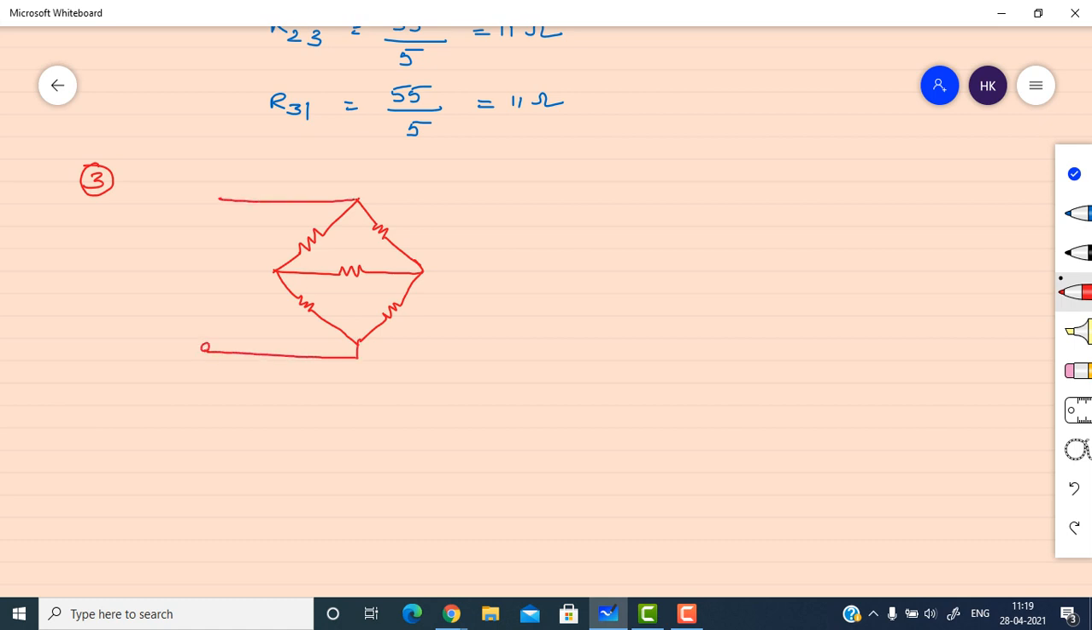This is the network given. This is terminal A and this is B. 1 ohm, 2 ohm, this is 3 ohm, this is 4 ohm and this is 5 ohm. Find the equivalent resistance between terminals A and B. To find the equivalent resistance between A and B, we have to reduce the network, right?